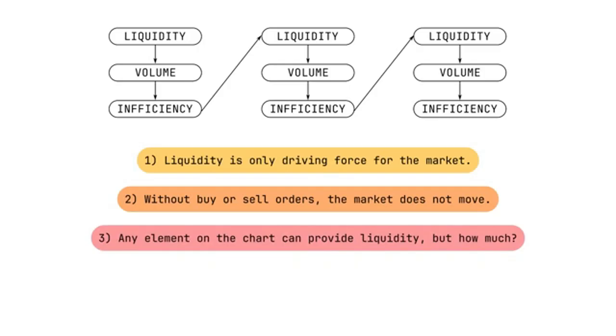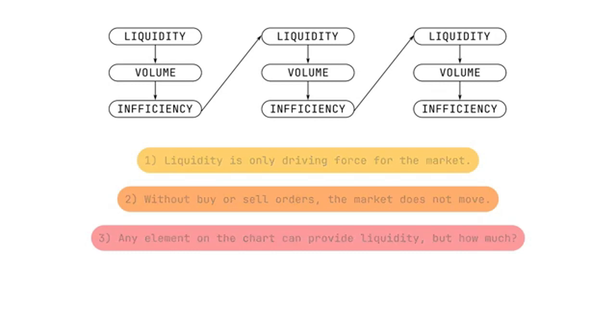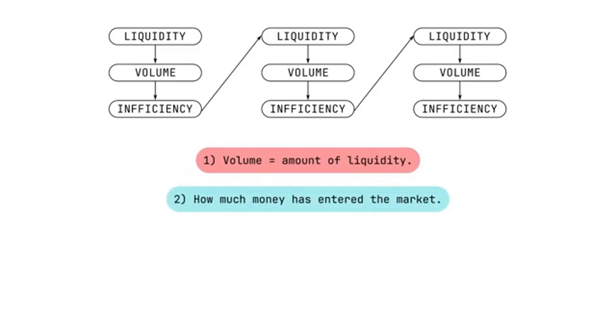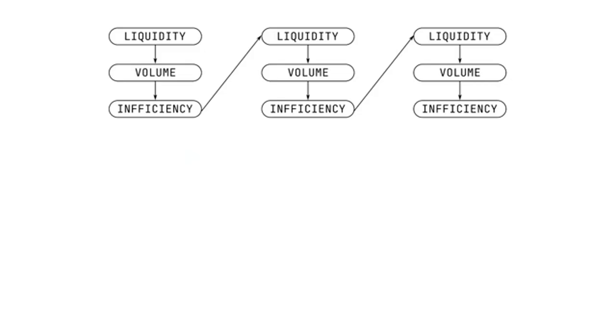It is important to understand that any element on the chart can provide liquidity, but the question is in the quantity. The second most important element, and the foundation of all our market logic and strategy, is volume, which directly reflects the amount of liquidity entering the market. In other words, how much money has entered the market.